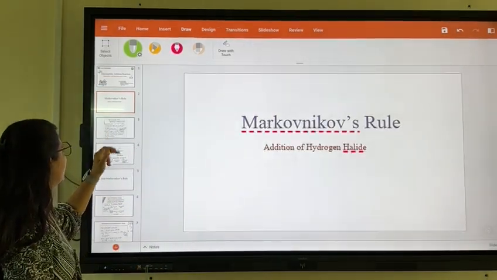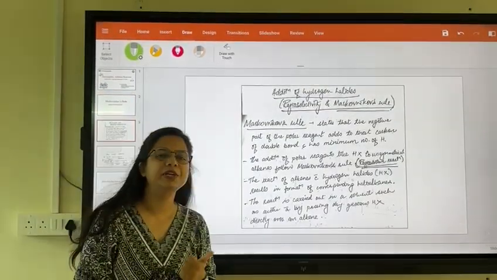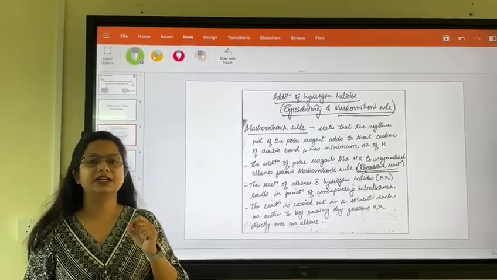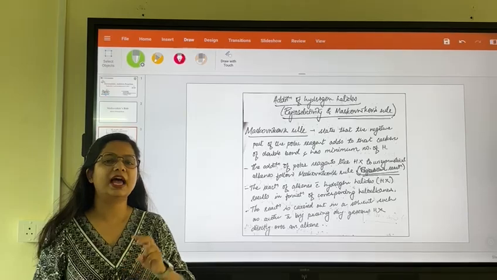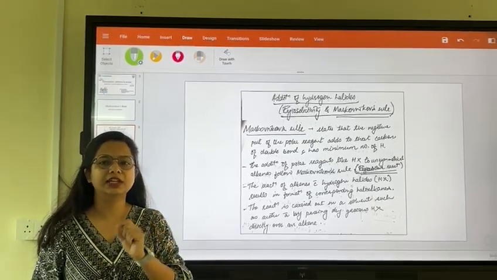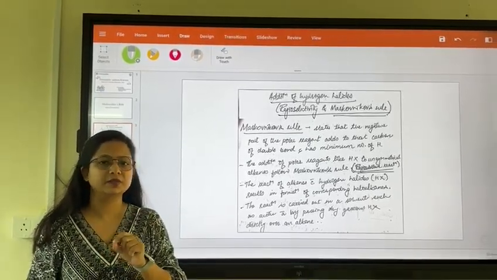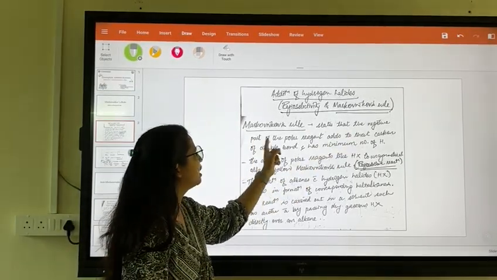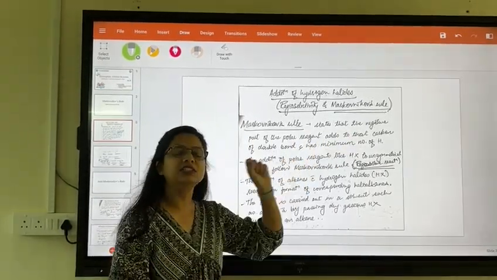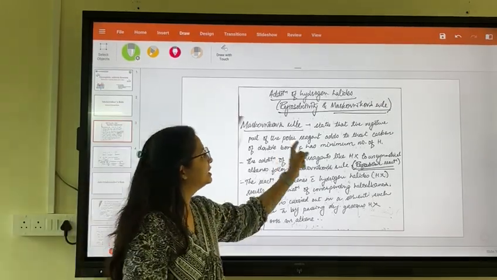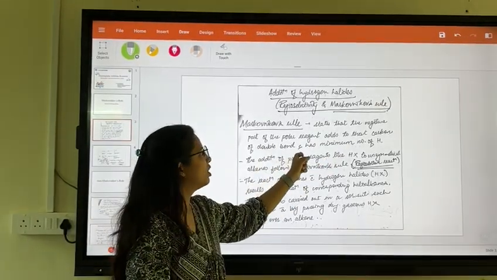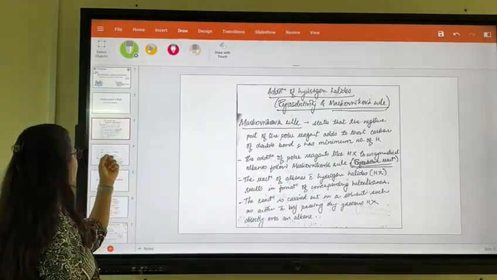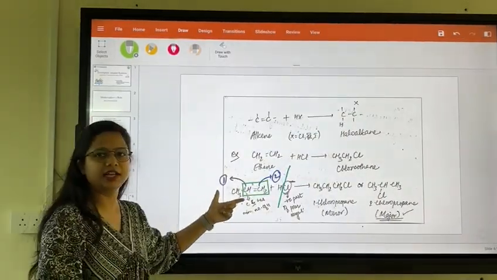To understand the Markovnikov's rule, we need to have some prerequisite. Number one is we need to have asymmetrical alkene as a starting material, and second thing is hydrogen halide, which is nothing but HX. Alright, so if we look at the definition, the rule states that the negative part of the polar reagent, which is nothing but hydrogen halide, is added to the carbon of the double bond which has minimum number of hydrogen. To understand this statement, let us look at this particular reaction.